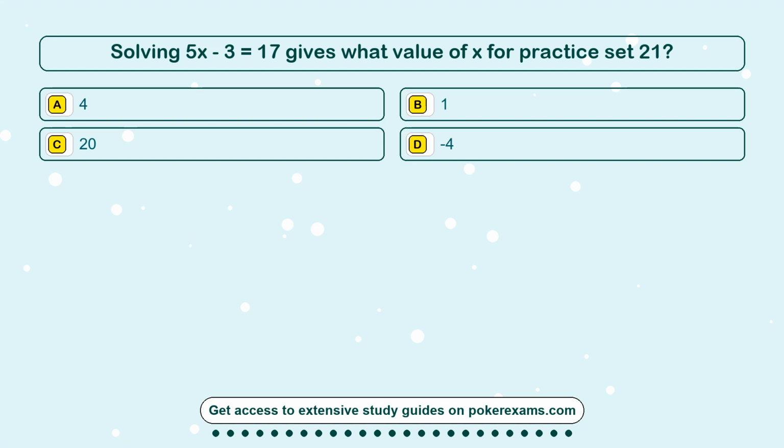Question 9. Solving 5x minus 3 equals 17 gives what value of x for practice set 21? Option A 4. Option B 1. Option C 20. Option D minus 4.